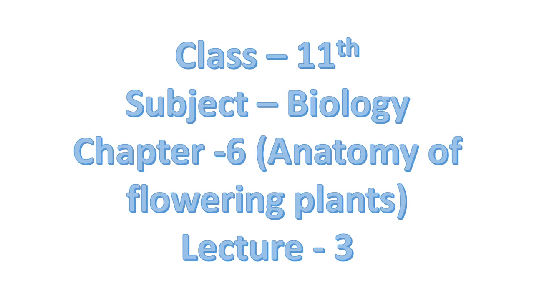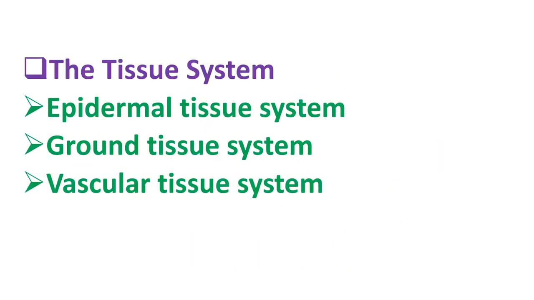Good morning students, this is class 11th biology, chapter 6 anatomy of flowering plants, and this is our lecture number 3 of this chapter. In today's lecture, you will study about the tissue system. So 3 types of tissue system you will study today: epidermal tissue system, ground tissue system and vascular tissue system. So let's start with the tissue system.